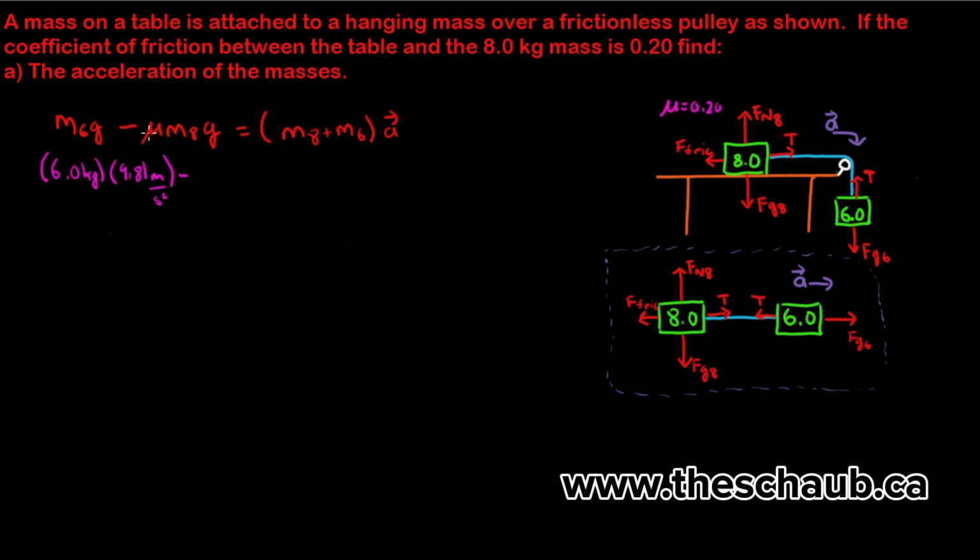Subtracting mu, our coefficient of friction, which is given in the question, is 0.2. Multiplied by m8, 8 kilograms. Multiplied by gravity again, 9.81 meters per second squared. And this is equal to m8, so our 8 kilograms, plus our m6, our 6 kilograms, all multiplied by the acceleration.